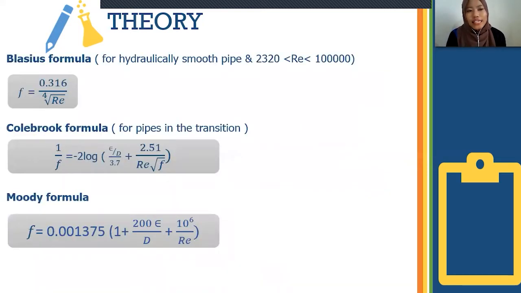And as we can see here, there are three other formulas that can be used to calculate the friction coefficient. First one is the Blasius formula, which is used for hydraulically smooth pipe. Next, we have the Colebrook formula, which is for pipes in the transition. And lastly, we have the Moody formula. That's all from me. Thank you.